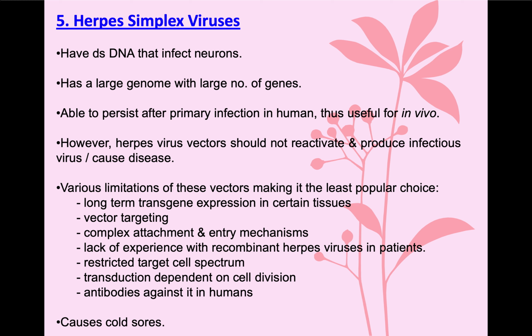limitations, among the limitations, are long-term transgene expression in certain tissues. Vector targeting is actually not very easy. Complex attachment and entry mechanism, and lack of experience with recombinant herpes viruses in patients because it is quite a virulent strain. Restricted target cell spectrum, and transduction dependent on cell division. And because it is a common virus that infects us, our bodies develop antibodies against herpes. So that means that to use herpes as a virus vector, probably it will be attacked by the immune system.